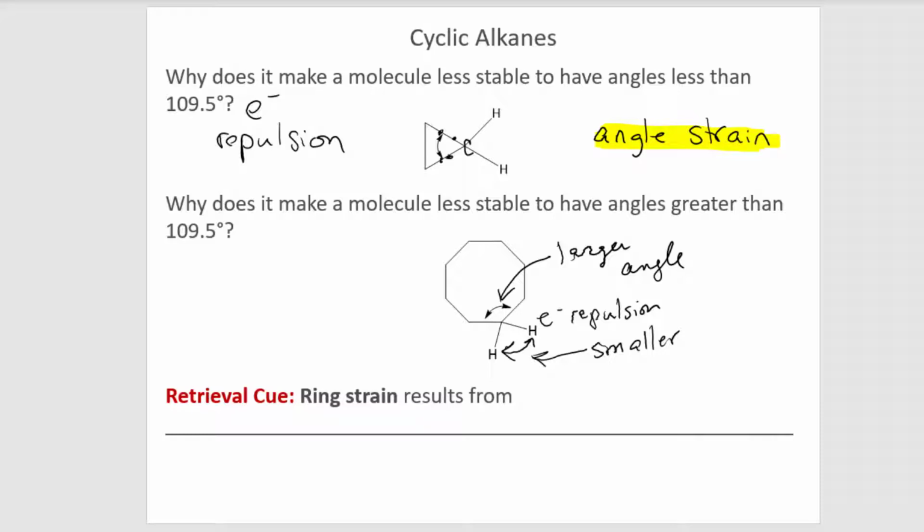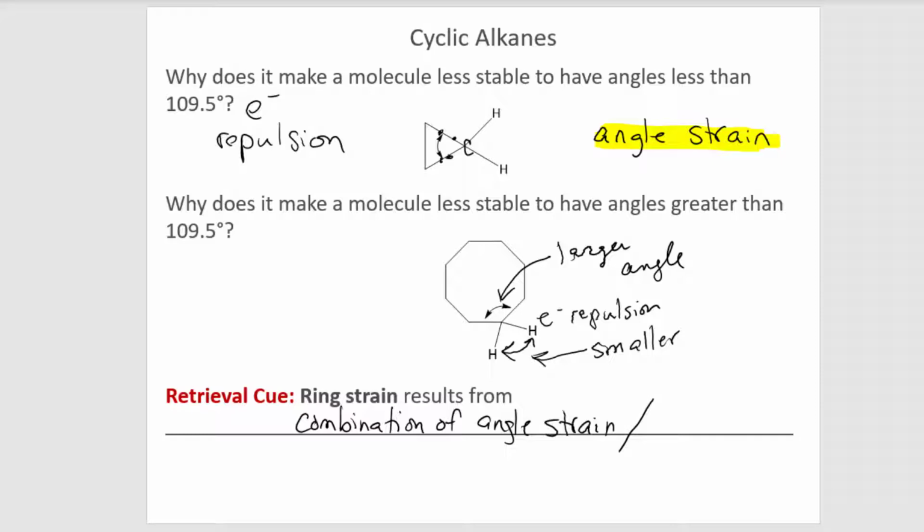Okay, angle strain is one of the things that is responsible for something called ring strain. There are two parts to ring strain. The easiest one to see is the angle strain we just talked about. It's a combination of angle strain, and that's due to the fact that we know what the hybridization is, we know what the perfect bond angles are for those hybridizations.